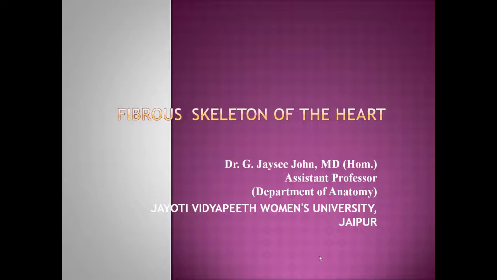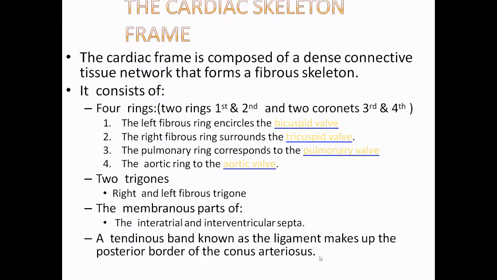Today we will discuss the fibrous skeleton of the heart. The cardiac skeleton is composed of a dense connective tissue network that forms a fibrous skeleton, and it consists of four rings: the left fibrous ring that encircles the bicuspid valve, the right fibrous ring that surrounds the tricuspid valve, the pulmonary ring that corresponds to the pulmonary valve, and the aortic ring to the aortic valve. There are two trigones.